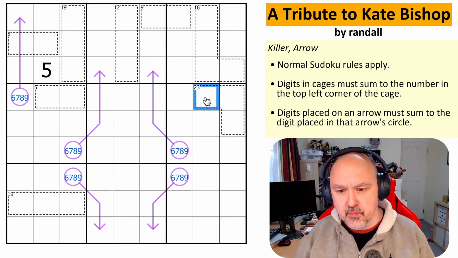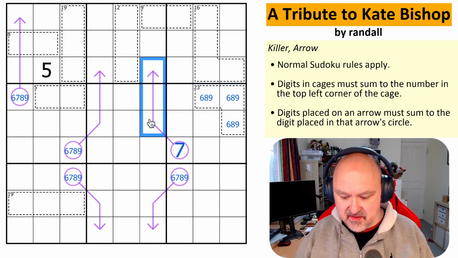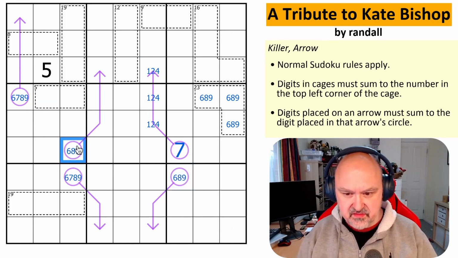Okay, I can do a lot more, because this here, 23 in 3 is 6, 8, 9. That's forced. So this is absolutely a 7, and this is 1, 2, 4. This is not 7, this is not 7. So that's probably the break-in.